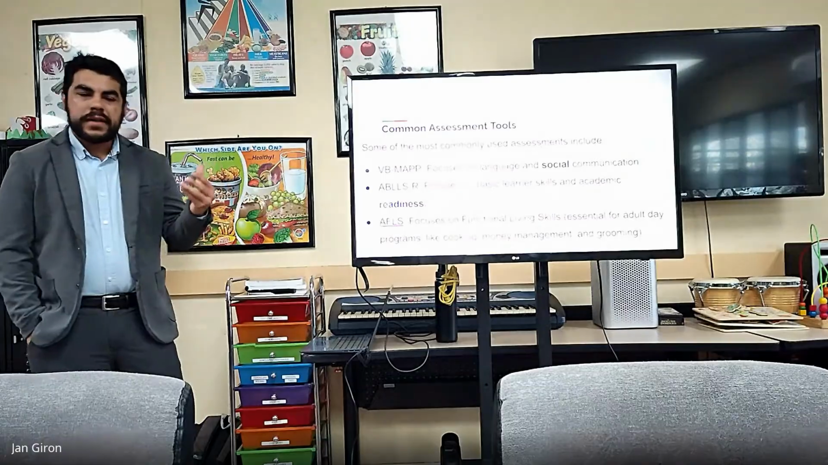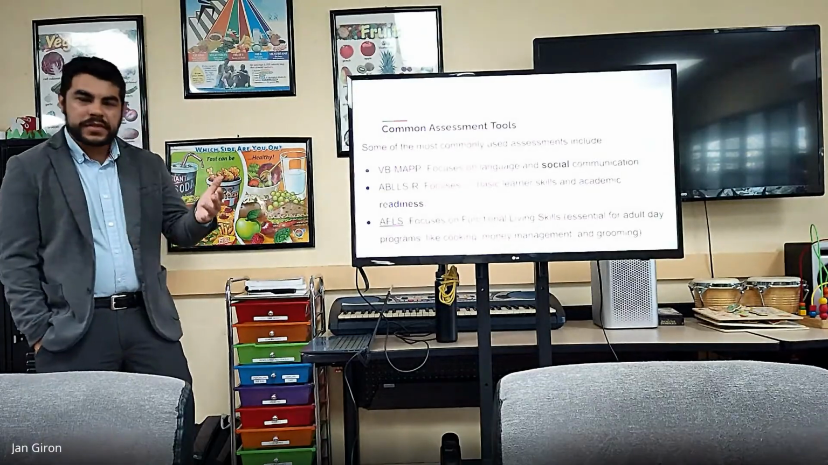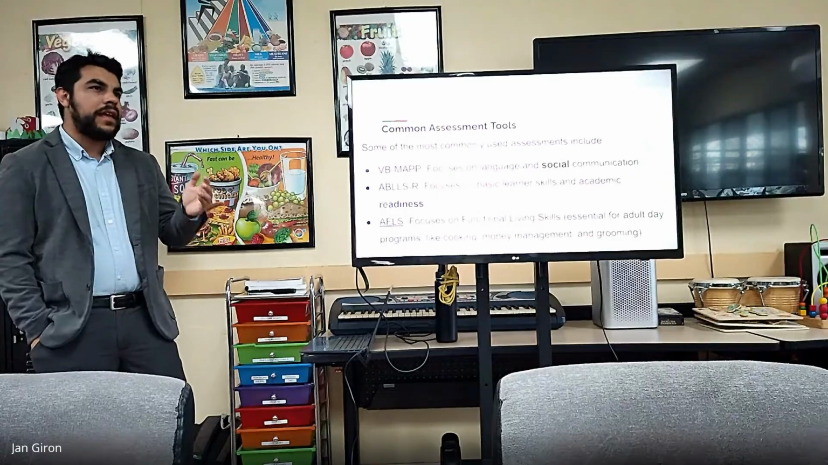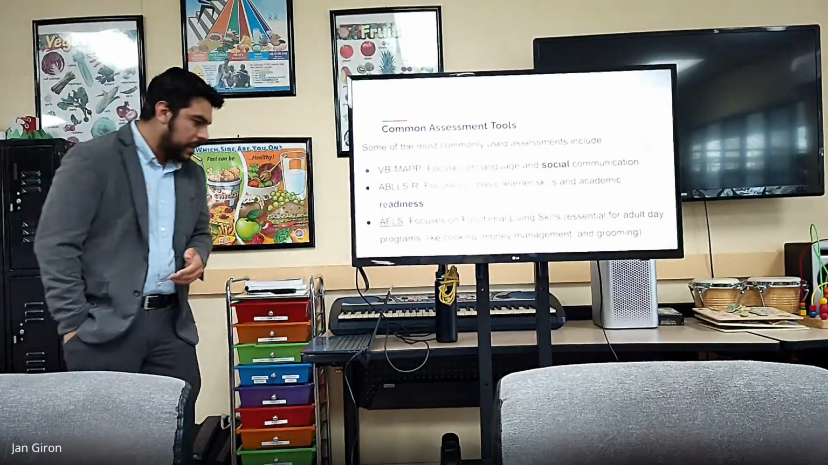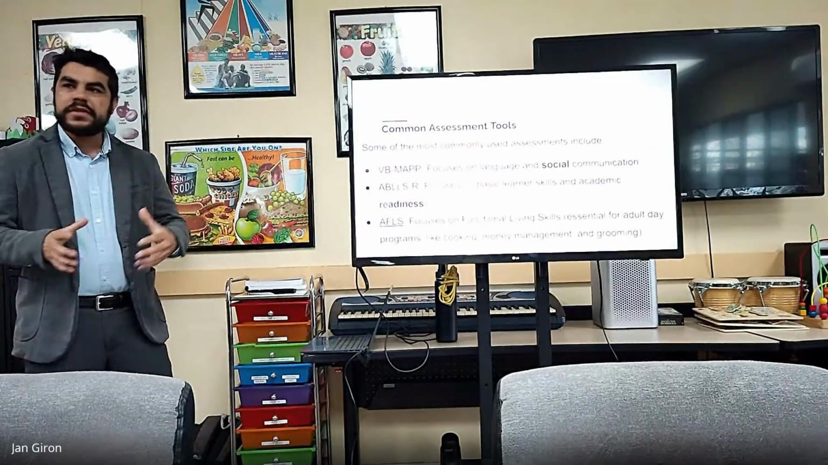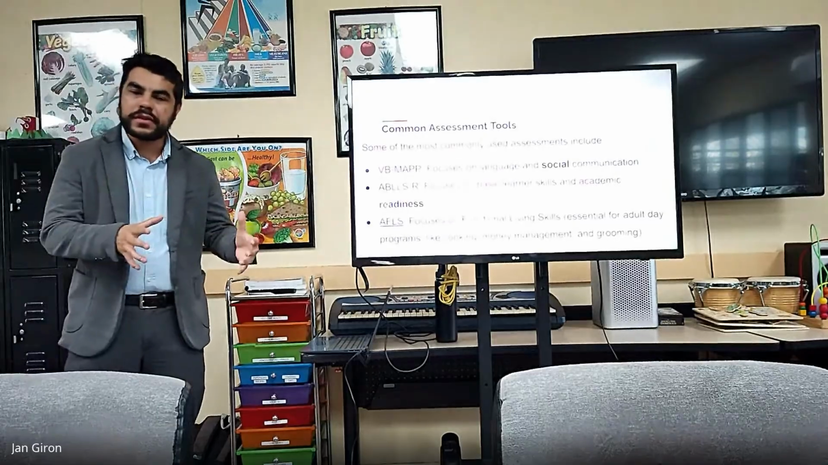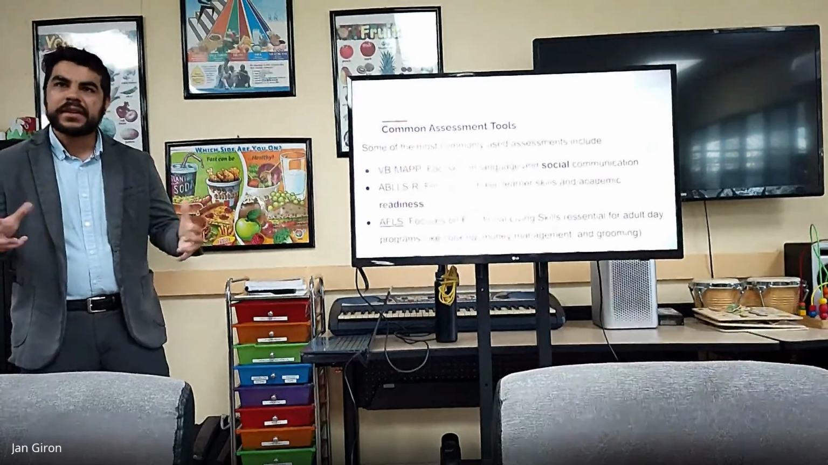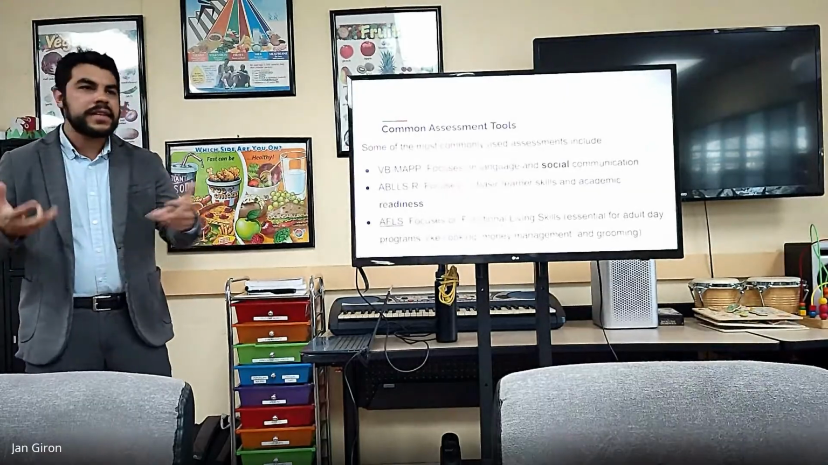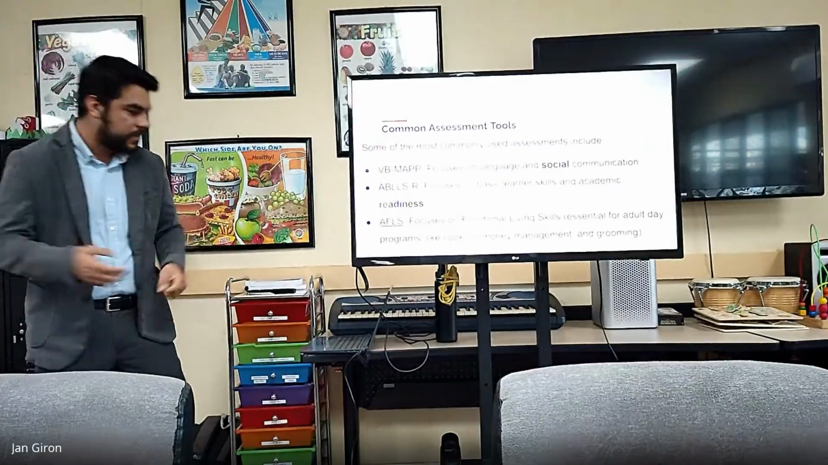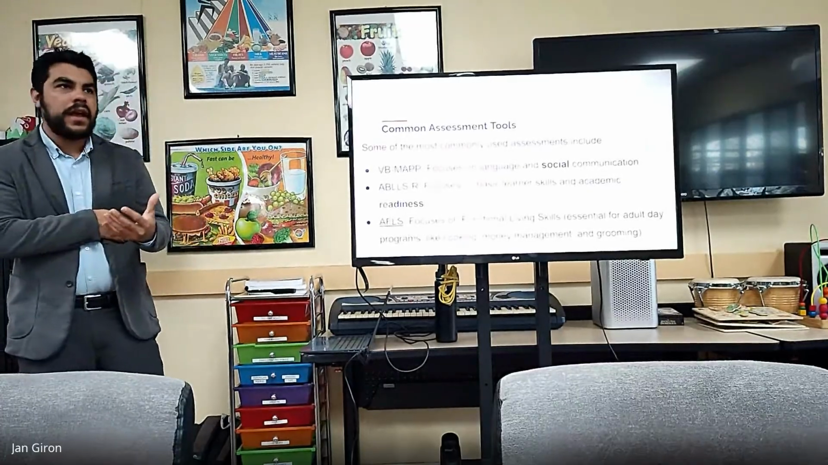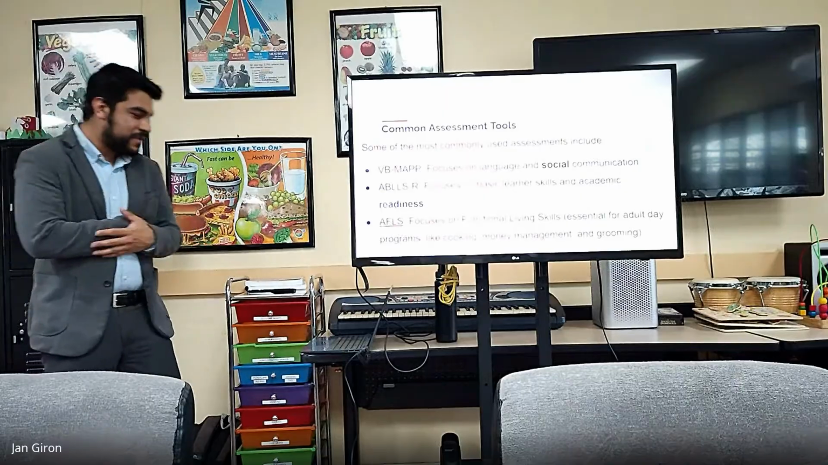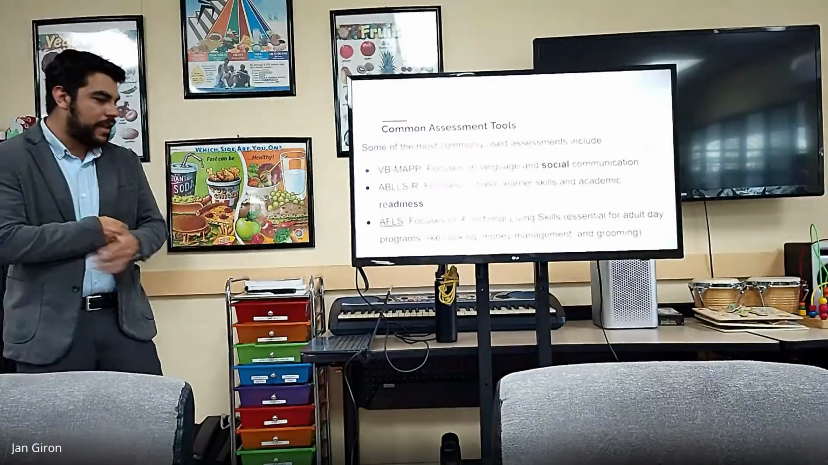Another one that is quite common is referred to as the ABLLS. This one stands for Assessment of Basic Language and Learning Skills, revised. This one is more used in school settings, again typically with children where you're trying to get them to catch up with their peers. It's much more about academic skills, having them be able to sit at a desk for a period of time, math, language, and all that. But the one that I think would benefit you a lot more to utilize is the AFLS. This one stands for Assessment of Functional Living Skills, and this is the one I was referring to.